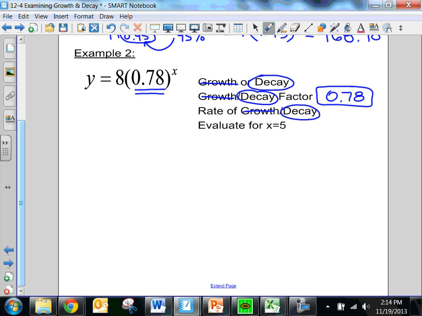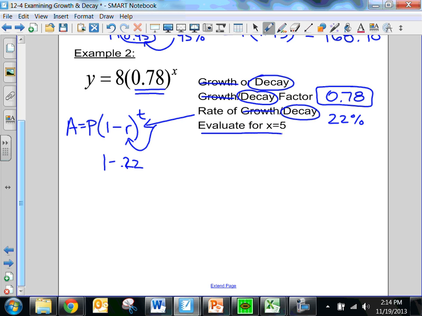And now we want to find the rate of decay. I'm again referring back to this formula, and it's decay, so it will be this right here. We would have to think, what is that r going to be? For this problem, that would be 1 minus 0.22. And so we say the rate of decay would be 22% for that problem. And then evaluate for x equals 5.